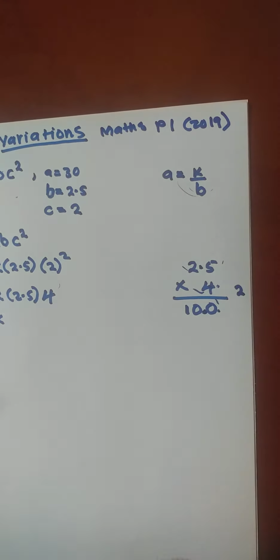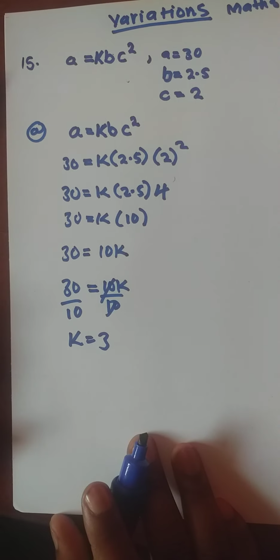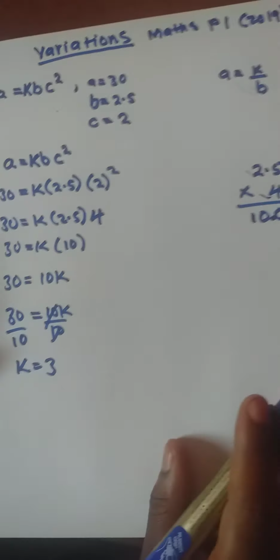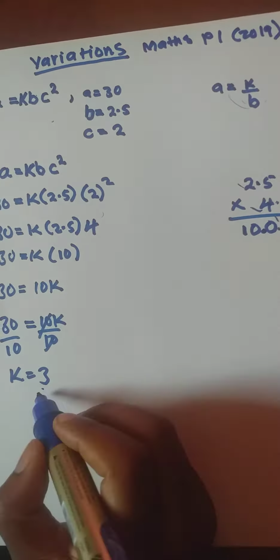We divide both sides by 10, then we get our constant of variation, which is 3. So once we find our constant of variation, that's our solution for A. We come to part B. So part B, we are given a different scenario.